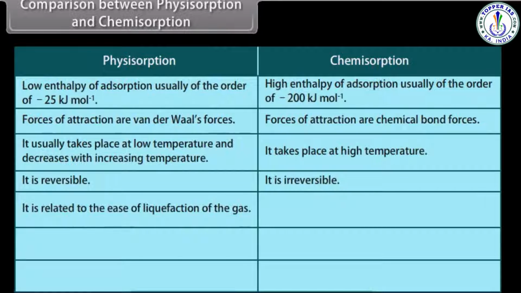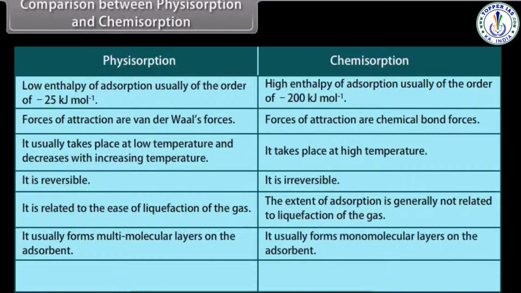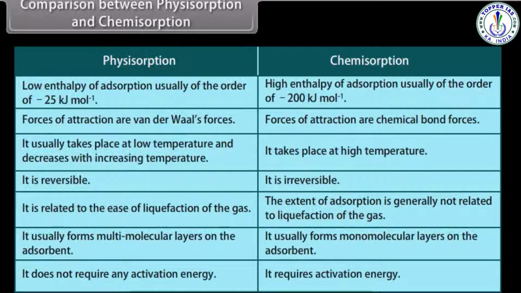Physisorption is related to the ease of liquefaction of the gas, whereas in chemisorption, the extent of adsorption is generally not related to liquefaction of the gas. Physisorption usually forms multimolecular layers on the adsorbent, whereas chemisorption usually forms monomolecular layers. Physisorption does not require any activation energy, whereas chemisorption requires activation energy.